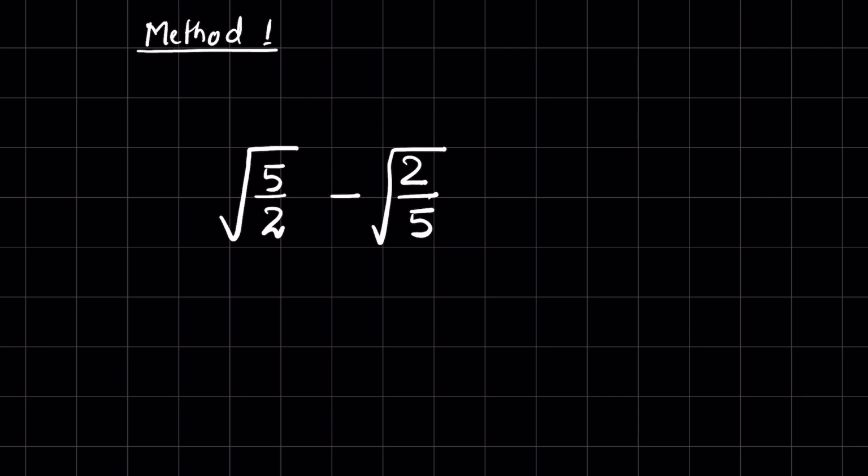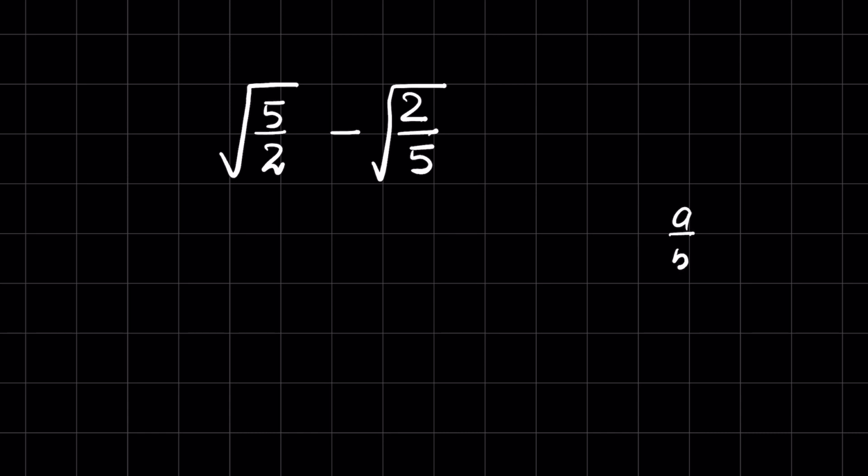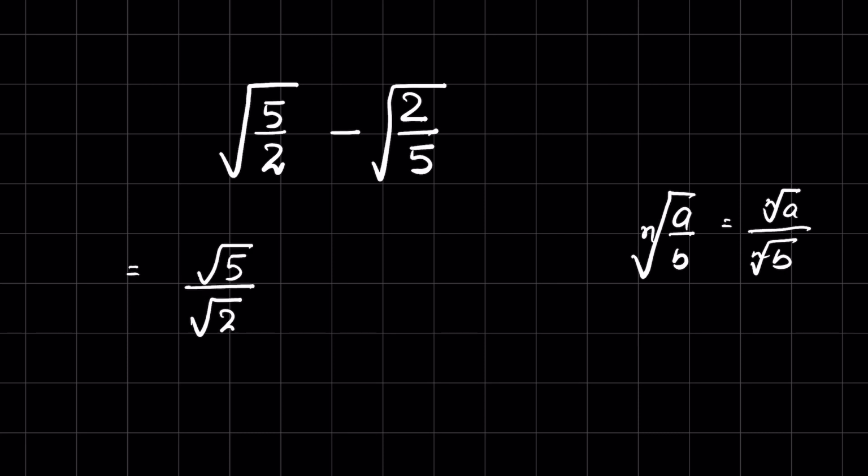So first method is we rationalize the denominators. So we have 5 upon 2 under square root minus 2 upon 5 under square root. Now when a upon b is under nth root, this means a under nth root upon b under nth root. So we can write it as square root of 5 upon square root of 2 minus square root of 2 upon square root of 5.